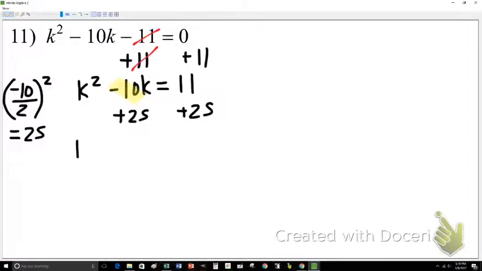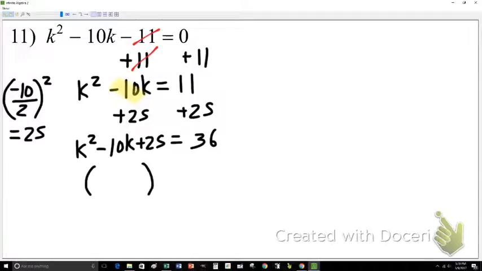So on the left-hand side now, we have k squared minus 10k plus 25 is equal to 36. Now that we have a perfect square trinomial on the left side of the equation, we can go ahead and factor it. This will factor into k minus 5 squared. The shortcut for factoring this: just take half of that number that's in front of your variable. Half of negative 10 is negative 5, and so that's what number goes here.